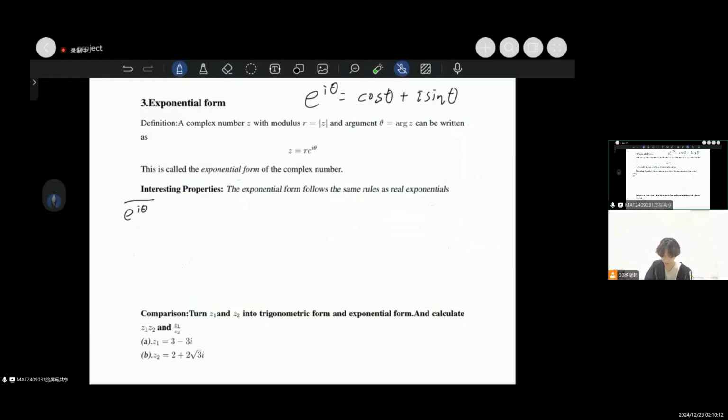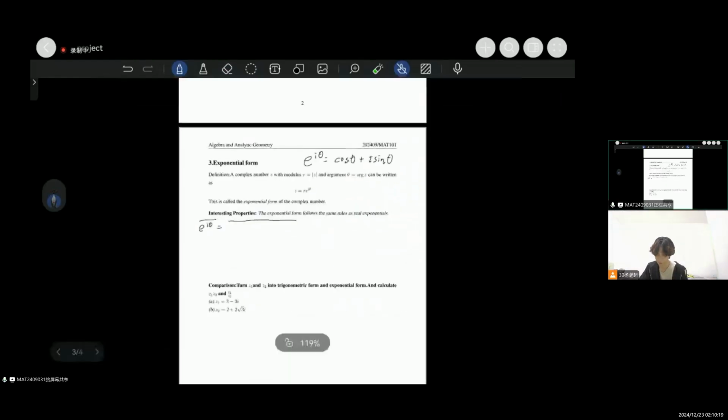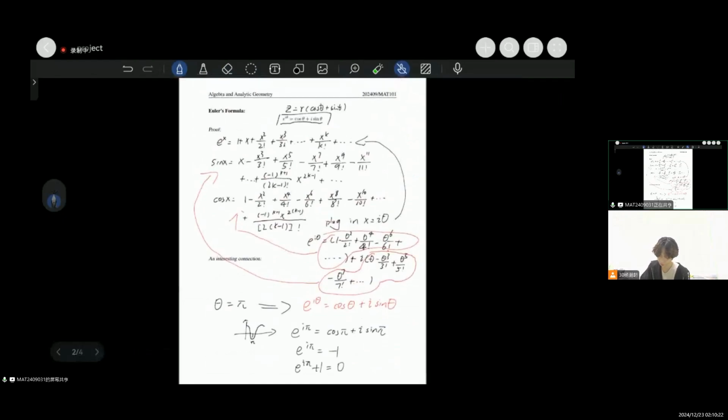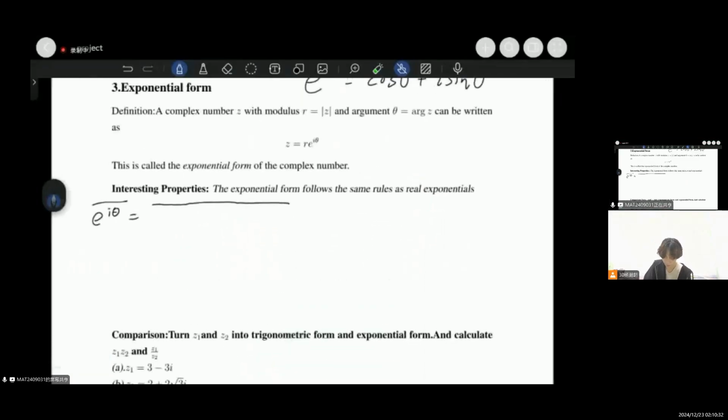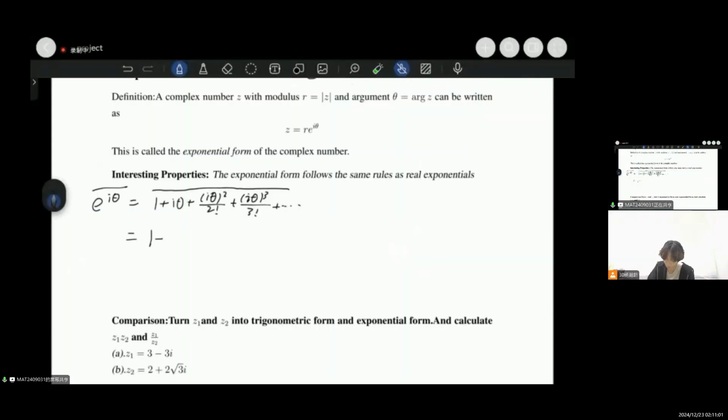e to the i theta, bar. And this time we need to use some extra knowledge. We need to use this one. And e to the i theta, bar equals 1 plus i theta plus i theta squared over 2 factorial plus this. And because this is a bar, it equals to this.